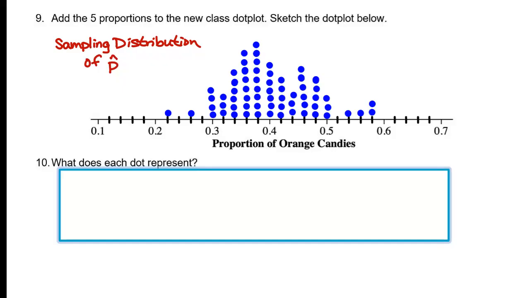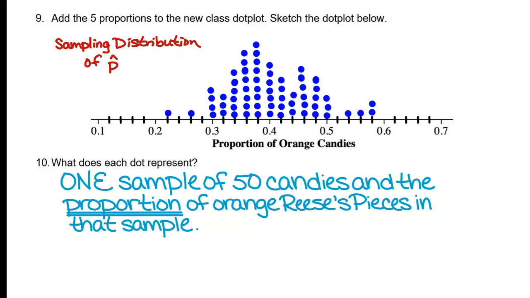Yes, let's use a couple more words, but yes. Be as specific as you can. A trial of 50 Reese's candies. The proportion of a trial of 50 candies? You've got all the words, but they're just kind of jumbled together. So each dot represents one trial, right? One sample of 50 candies. And then we calculated the proportion that were orange in that sample. So one sample of 50 candies and the proportion of orange Reese's Pieces in that sample.